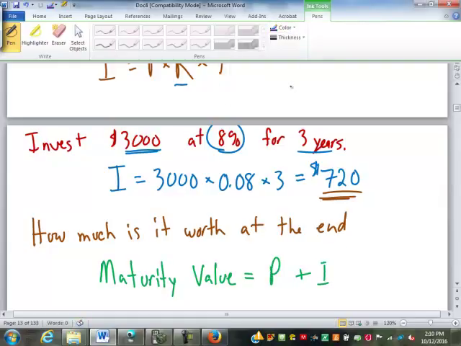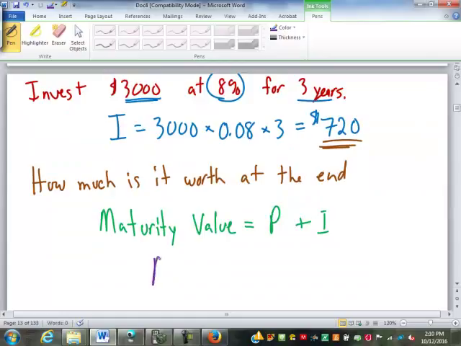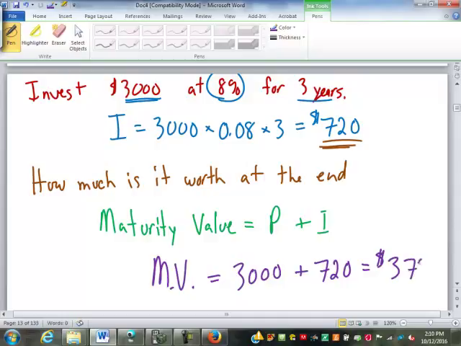So for the problem that we just did, that maturity value is the $3,000 we started with plus the $720 in interest. So $3,720.